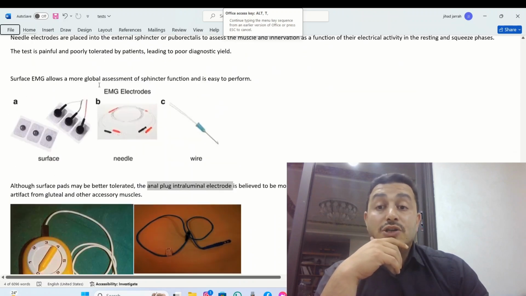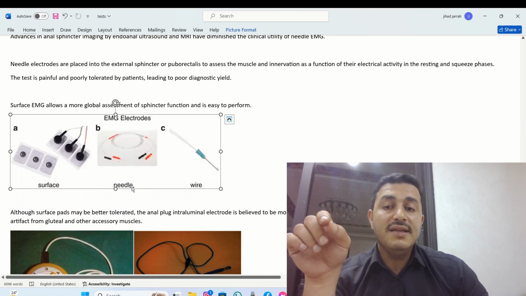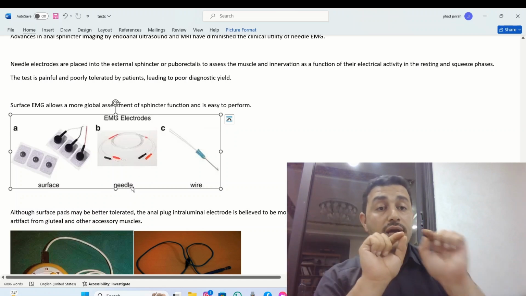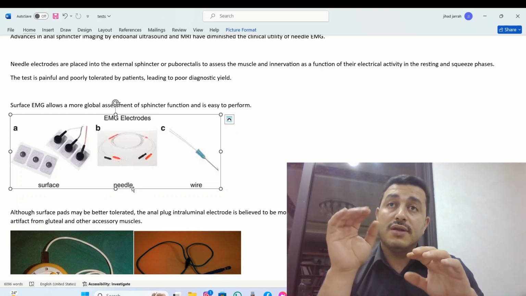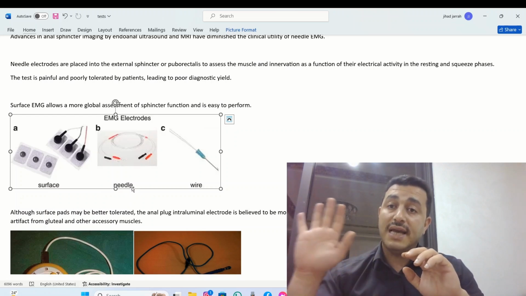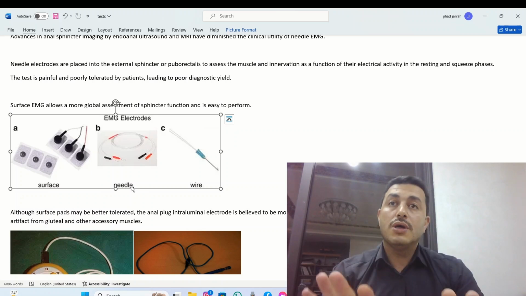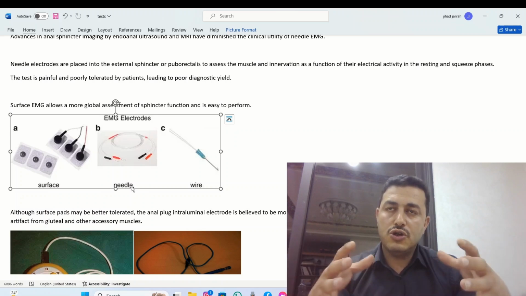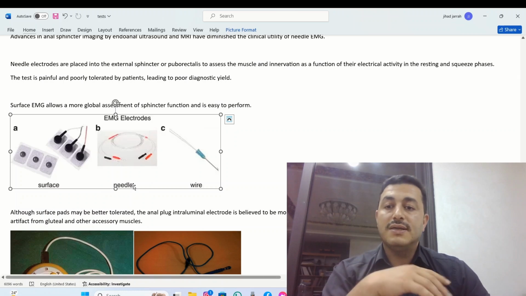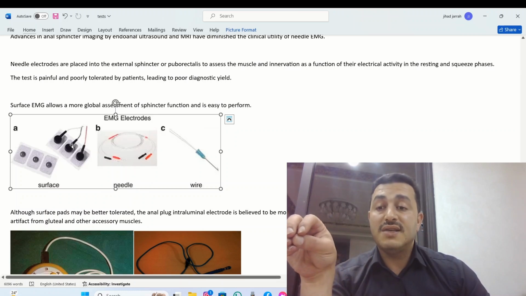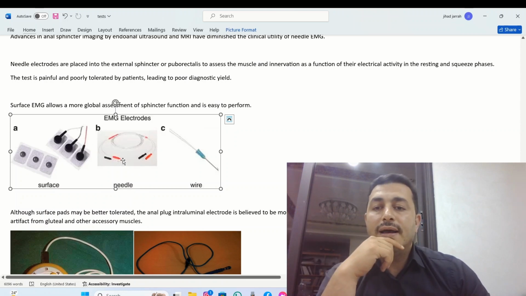Actually, we have different types of electrodes. One of them is the needle, the oldest type. A needle is inserted in the external anal sphincter, and you detect the electrical activity at rest, when he squeezes, and when he pushes. When he pushes, there should be a relaxation. The external anal sphincter should relax, and we detect that. This is the needle. We have surface electrodes, which of course are well tolerated when we compare them to needle electrodes.